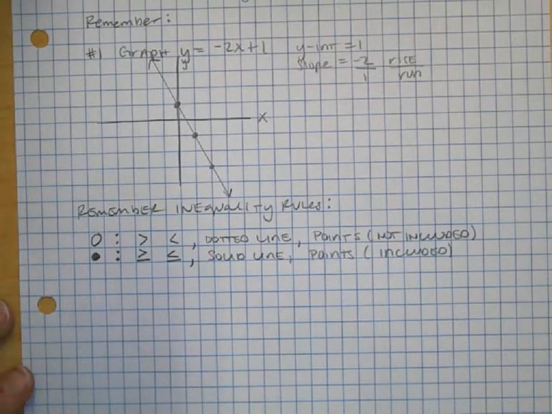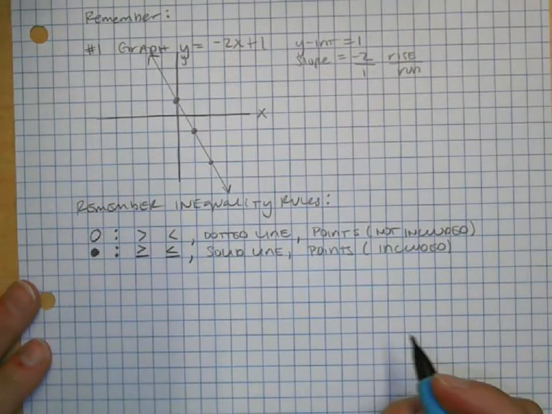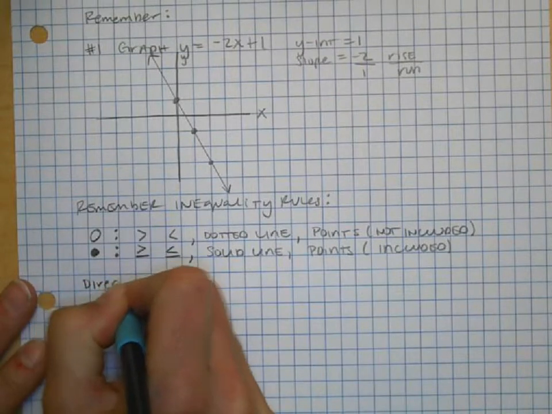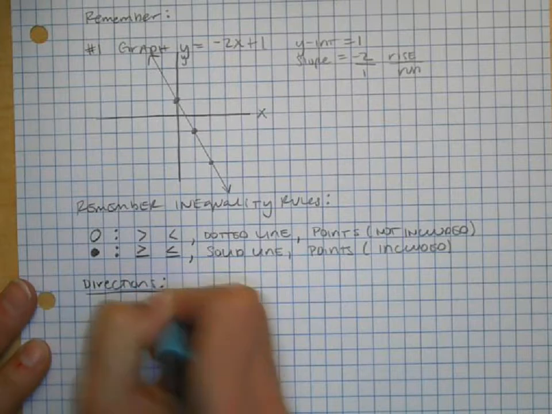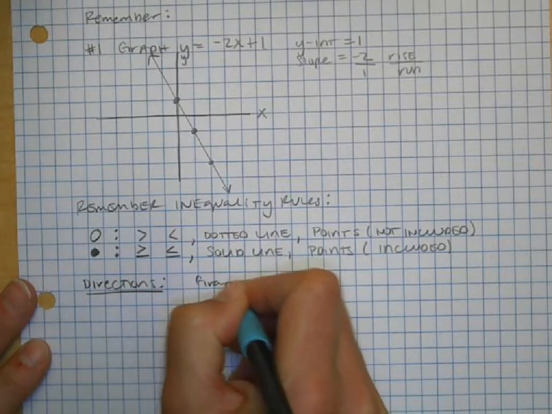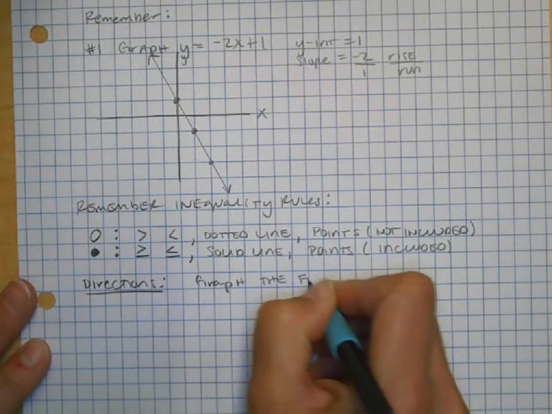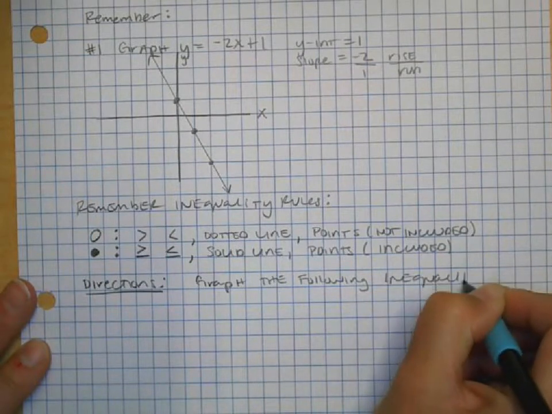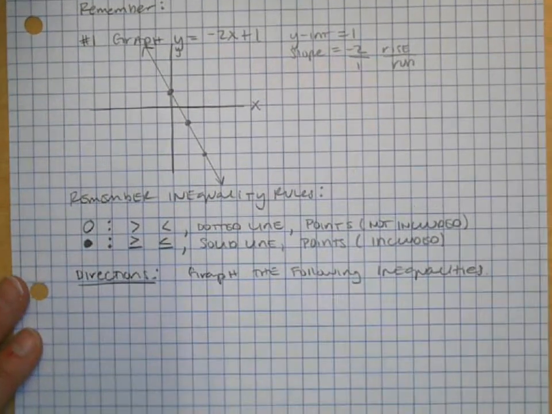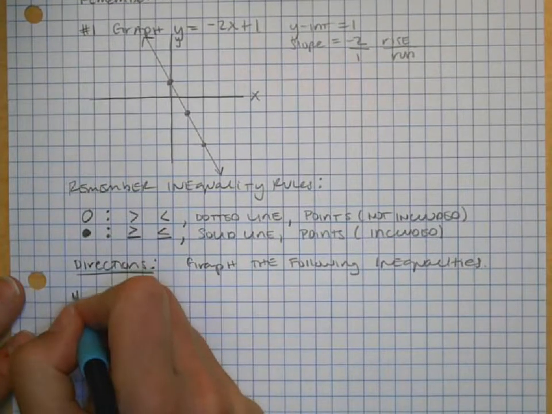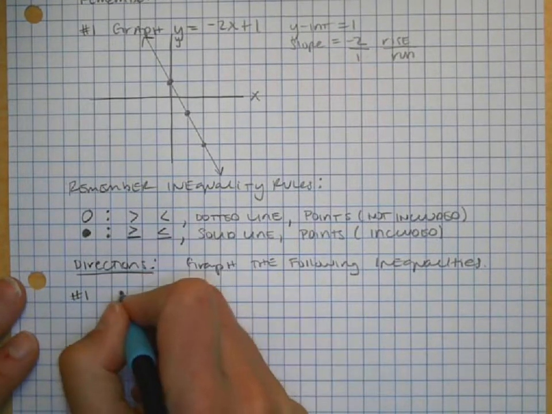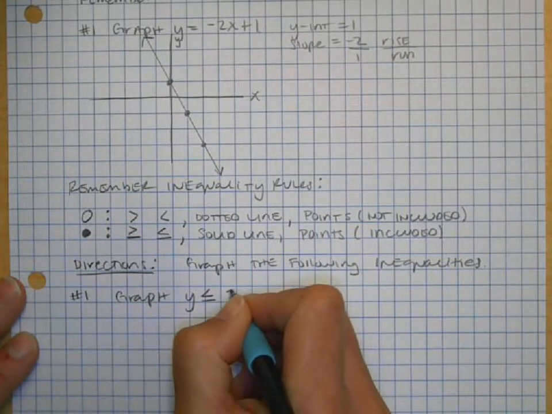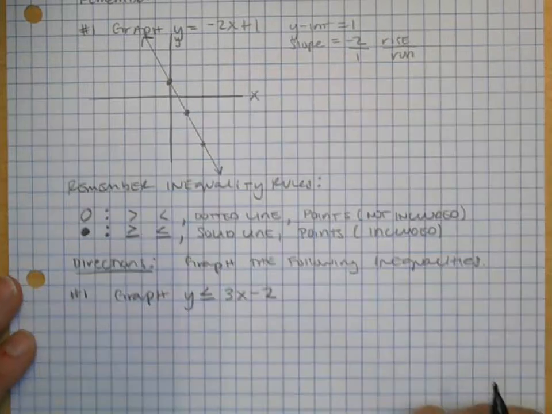Okay, so now we're going to go through and actually graph a couple of these examples. So let's write the instructions first. Directions, so you know what you're looking for and how to solve this. We are going to graph the following inequalities. And then our first graph under graphing inequalities is y less than or equal to 3x minus 2.